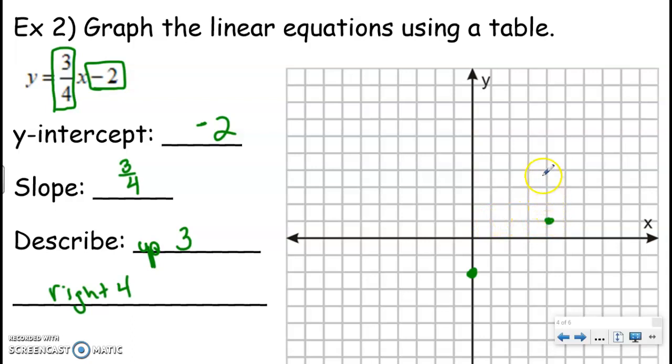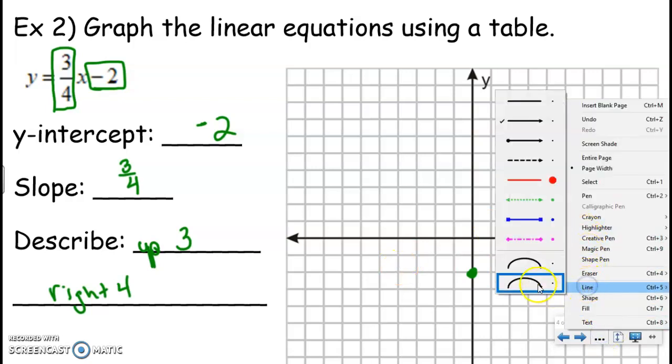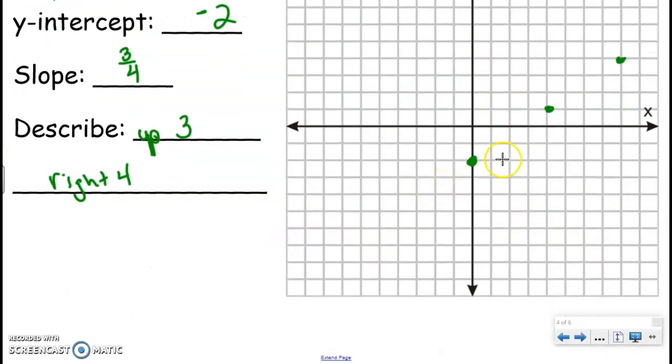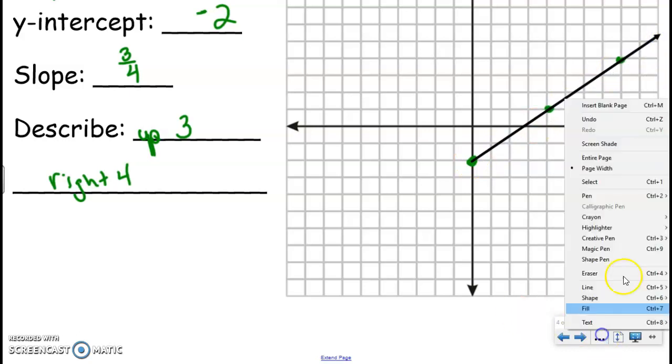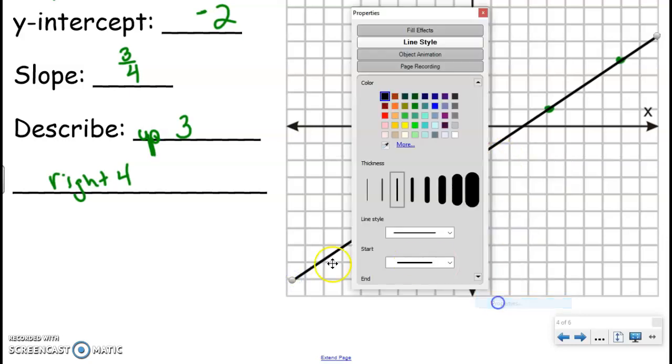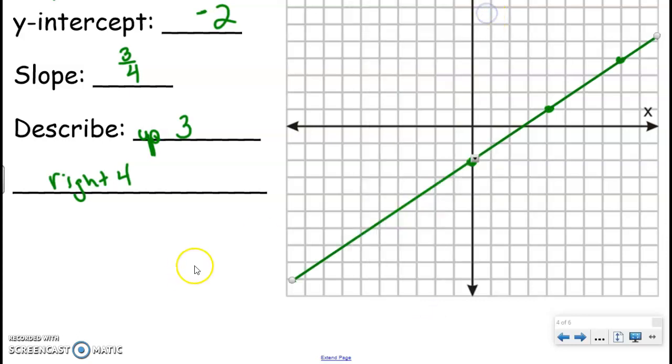And up 3 and over 4. And we should be good there. So we can go ahead and draw a line. I always like to go backwards. I try to get as many points as possible, but you definitely don't have to do that. I'm going to go ahead and draw a line. And I will extend that line and put my arrows on the end. And that's it.